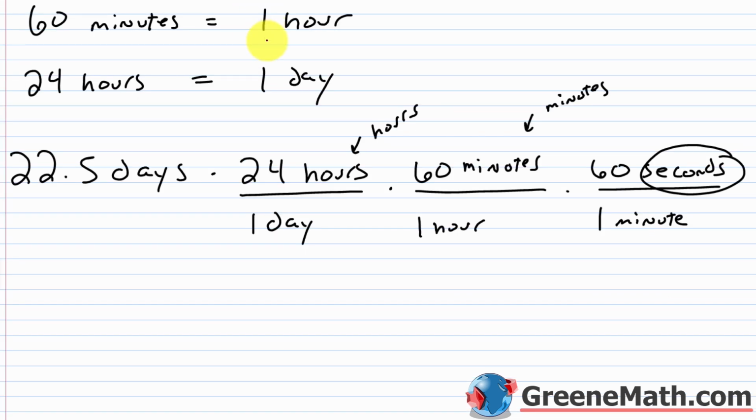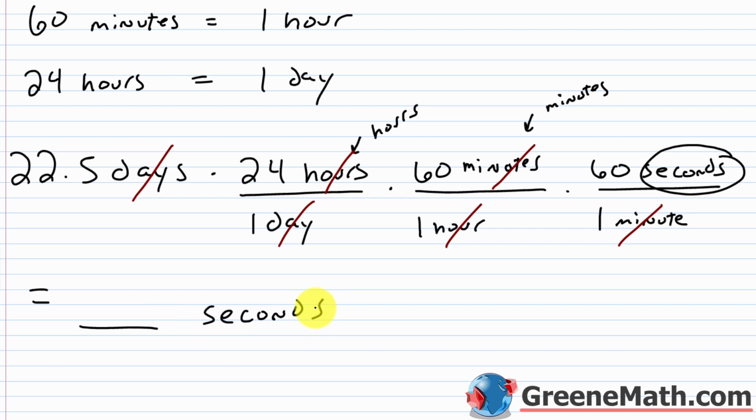I just want you to see that the units here that you don't want are going to cancel. Days will cancel with day. Hours will cancel with hour. Minutes will cancel with minute. So now all I'm left with for my units is seconds. So I'm going to put equals something and then seconds.